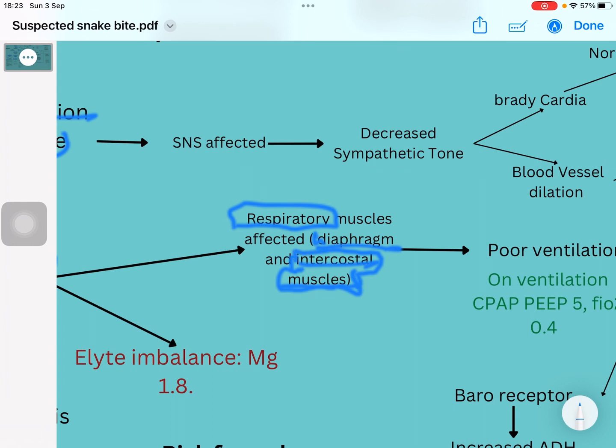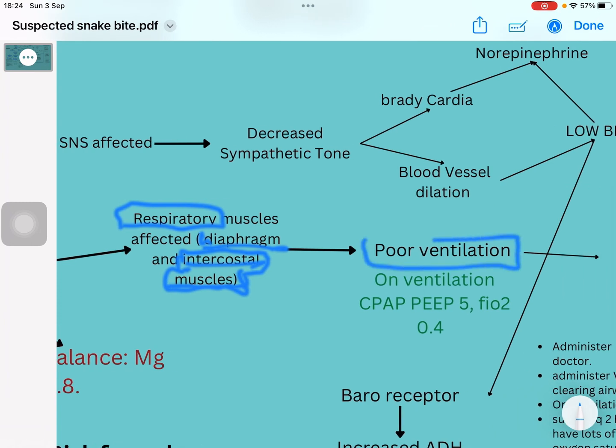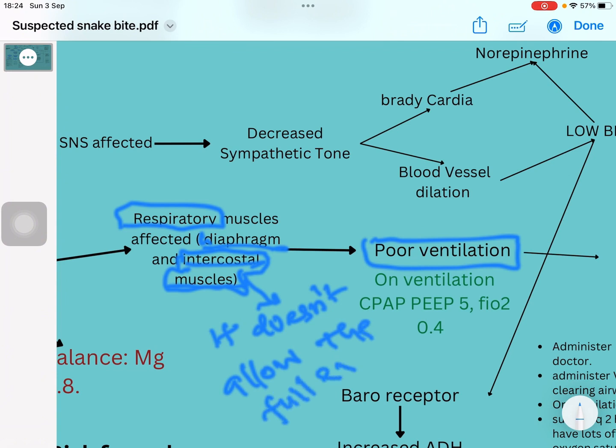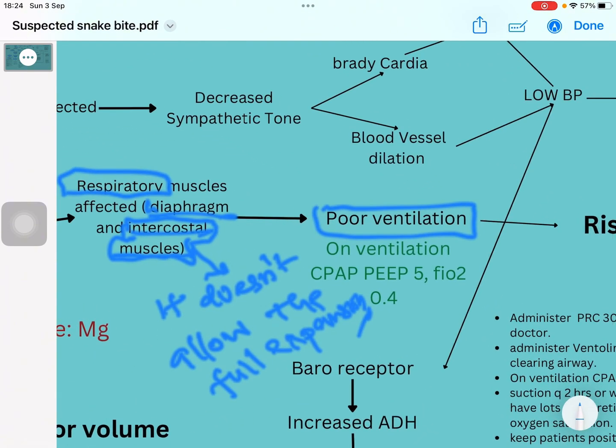when the diaphragm and intercostal muscles are not functioning as they should, it can lead to poor ventilation, because it doesn't allow the full expansion of the lung. So when there is no full expansion of lung, we cannot breathe properly, so it can lead to poor ventilation. So when there is poor ventilation, we have to turn on the ventilator.